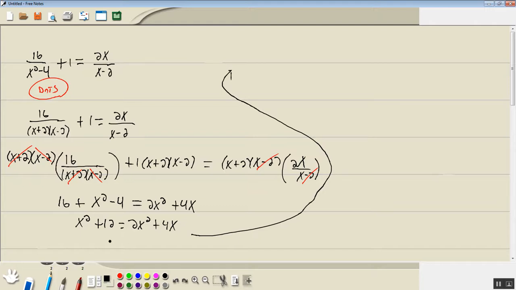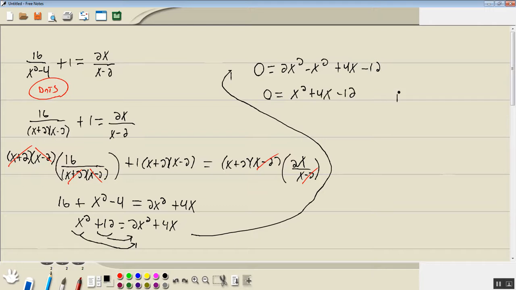Get everything over on one side, so I take the 12 and move it over, and I take the x squared and move it over. So that gives us 2x squared minus x squared plus 4x minus 12. 2x squared minus x squared is x squared plus 4x minus 12. And the factors will be, my brain's shutting down, 1 times 12, 2 times 6, yeah. x plus 6 and x minus 2.